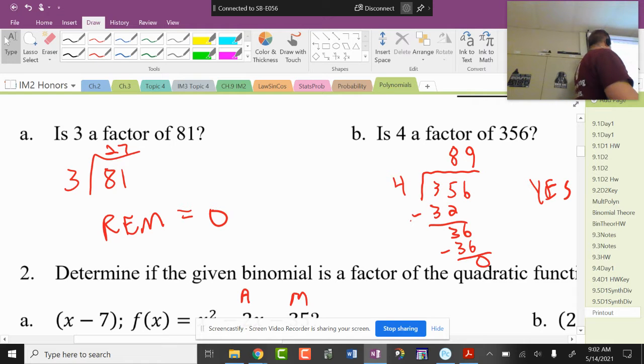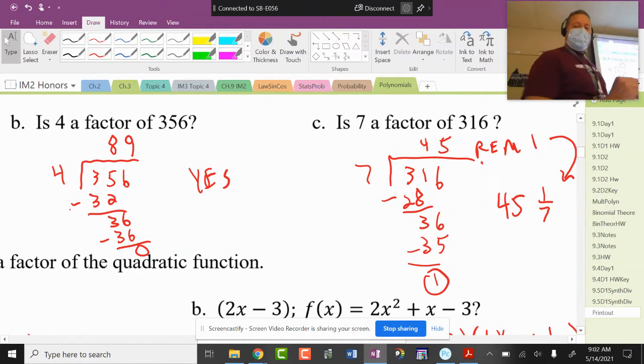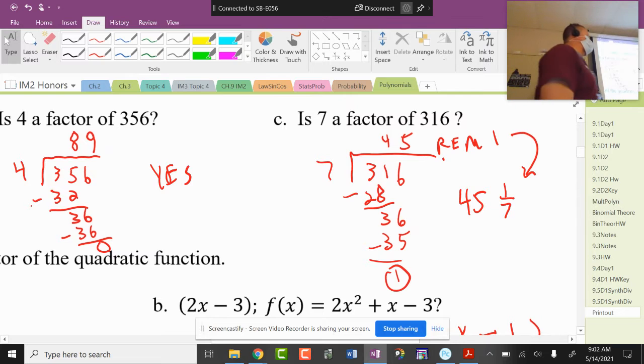In third hour, if you don't remember how to divide with those division garages, I don't know what to tell you. All right. So you can look at that and understand letter C. No, 7 is not a factor of 316 because there's a remainder. All right. That means it didn't go in evenly.